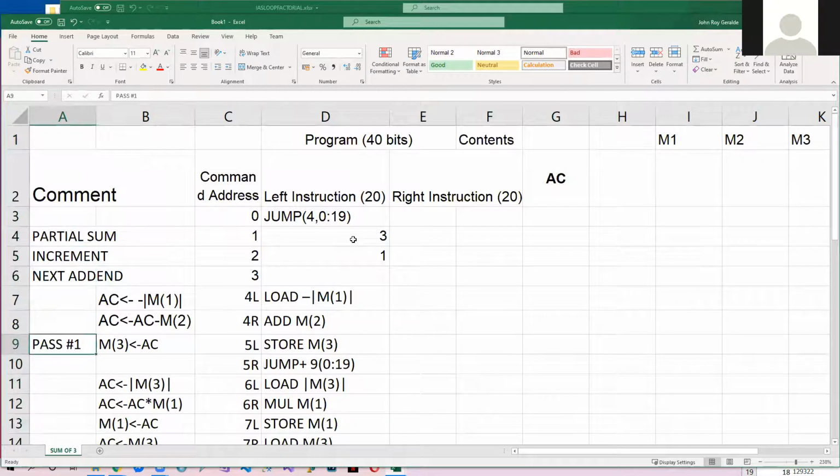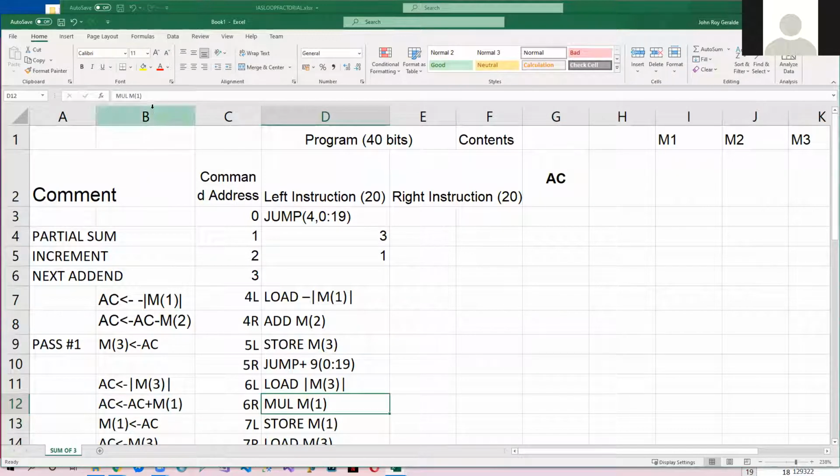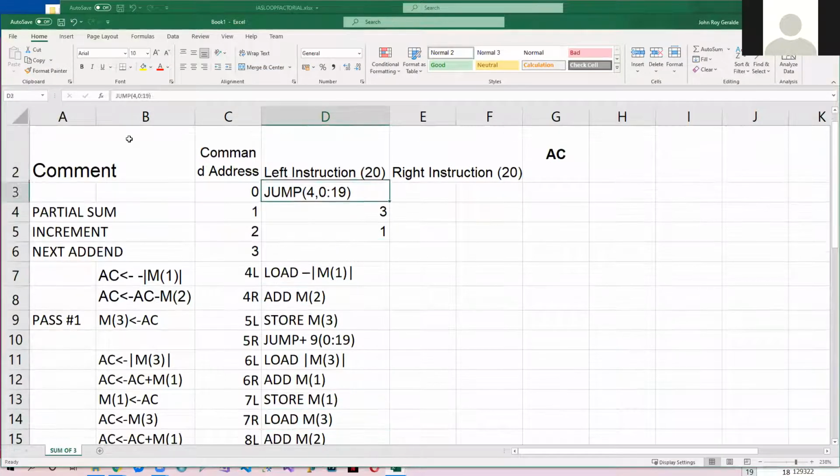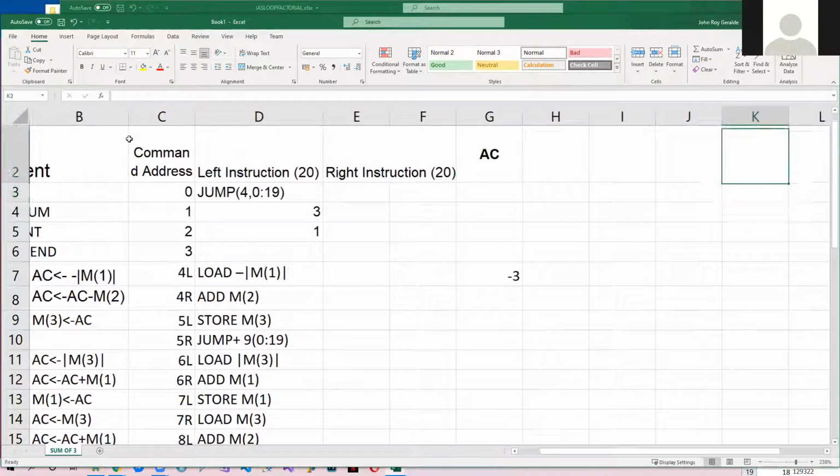So instead of a mul here, we will have a plus. Instead of a mul, we will have an add. Let me check that out. Very easy, they follow? So load M1, negative M1. So this will become negative 3. Add M2. By the way, let's write down the values.